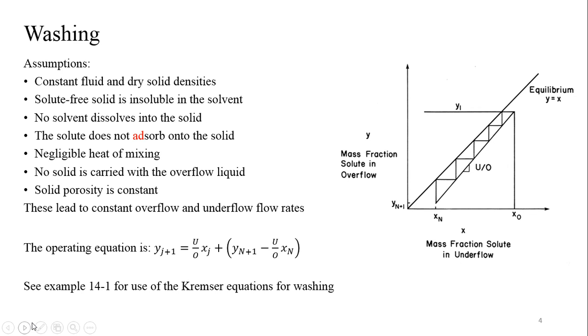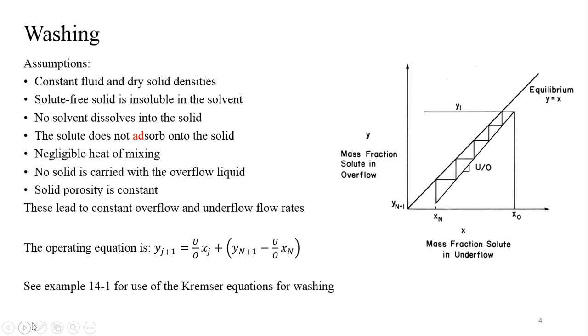With those assumptions, then that means ultimately that we can have constant overflow and underflow flow rates. That's nice. And as a rather direct analogy to what we've been doing previously, we can write an operating line, which looks very, very similar to what we've done. In this case, we have a slope of U over O, and we have an intercept, y sub n plus 1 minus U over O times x sub n. It looks very, very similar to what we've done previously here.